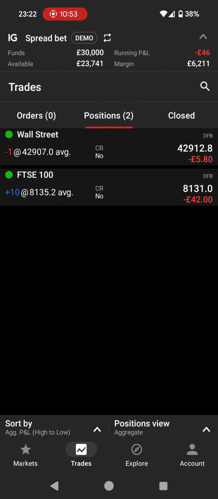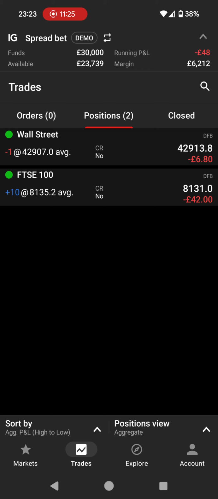So here we go. FTSE, deep in the red. Wall Street, also in the red. As you can see, the money is moving at all times. In the top right hand corner, you'll see your running profit and loss. That's the total of the two trades that I've got running. You've got your margin, which is the amount of money that those two trades have taken from your account, which is sort of like holding.